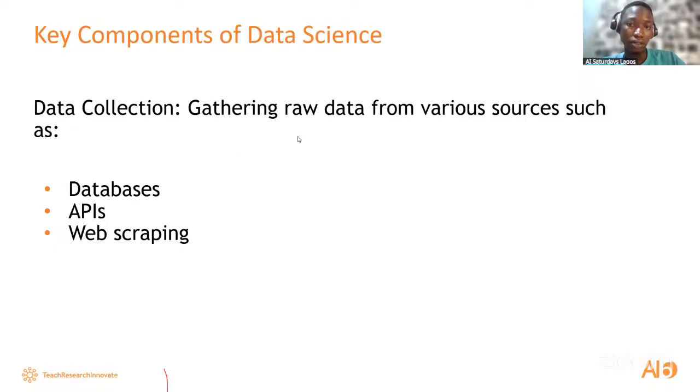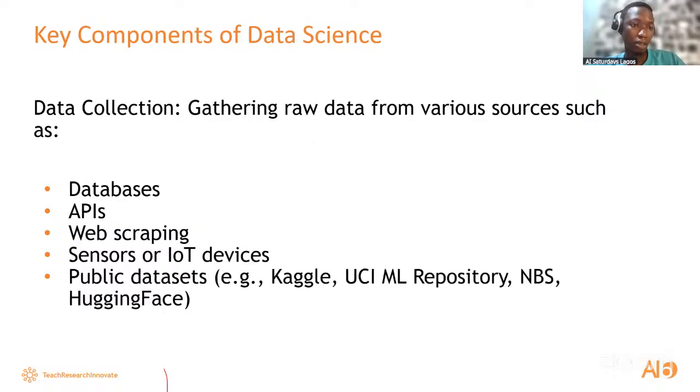Data collection is gathering raw data from different sources. We can get data from databases, APIs, web scraping, sensors or IoT devices. So these are the different ways we can get data.